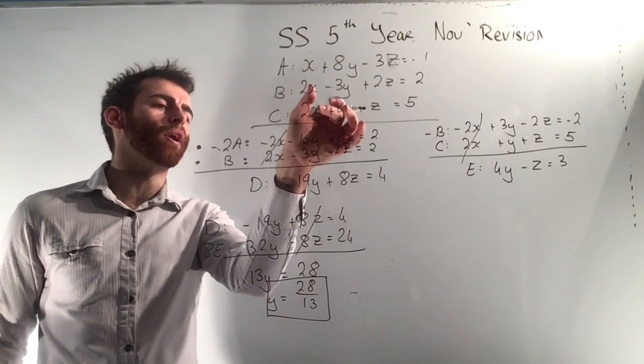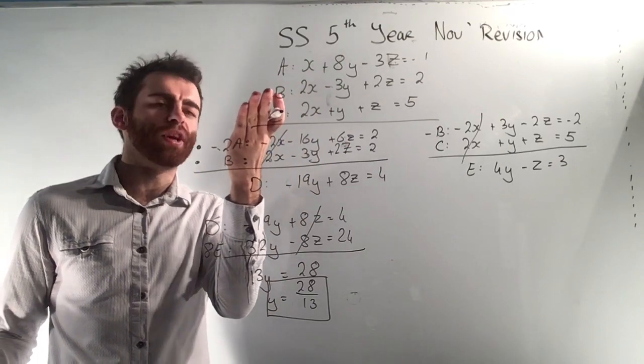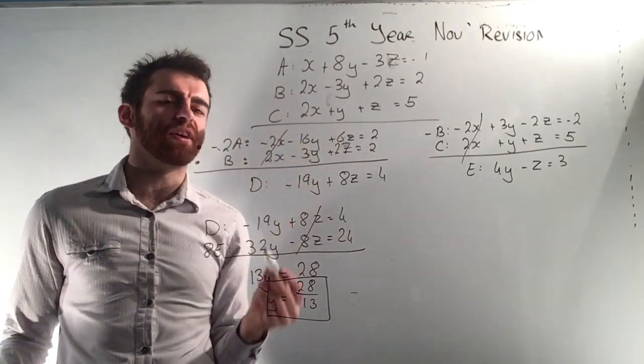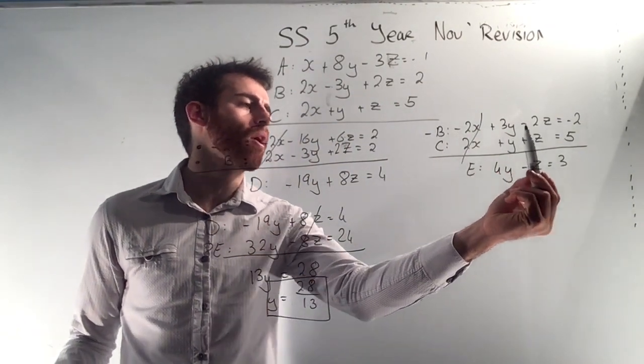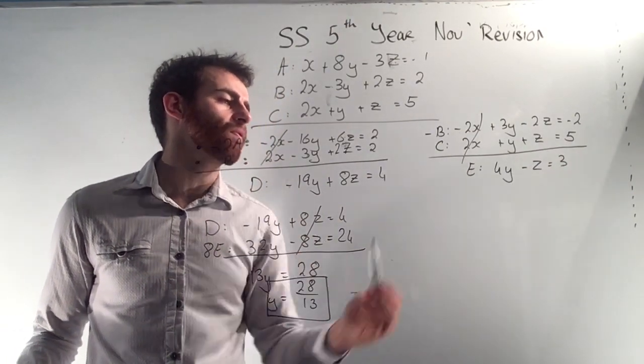I'm going to take two other equations and try and get rid of my x. So I decided to take equation B and equation C. And in order to get rid of the x's, I needed to change the signs of one of them. So I'm changing the signs of B. It becomes minus 2x plus 3y minus 2z equals minus 2. And C is 2x plus y plus z equals 5.